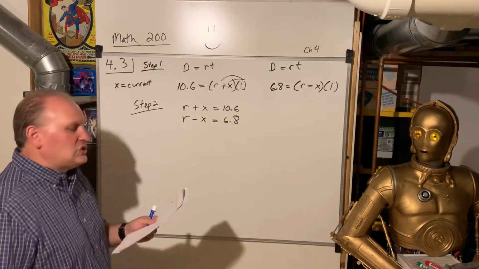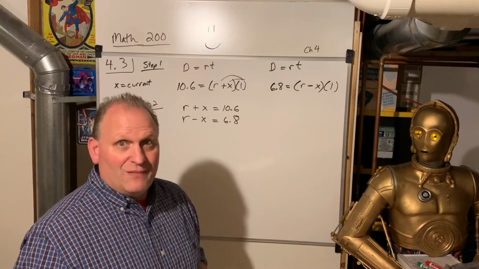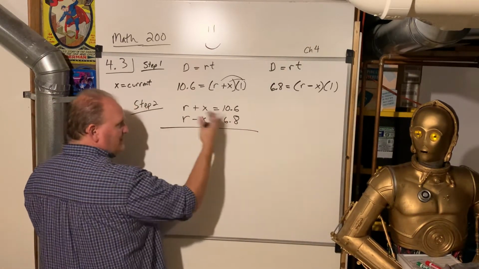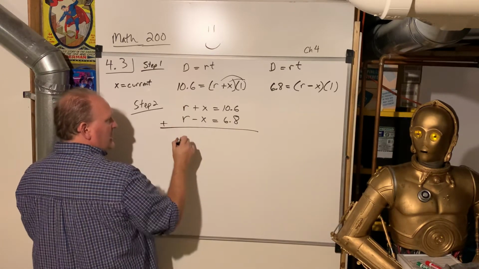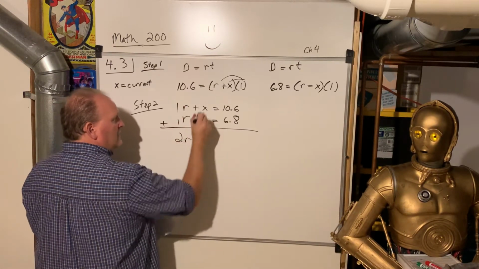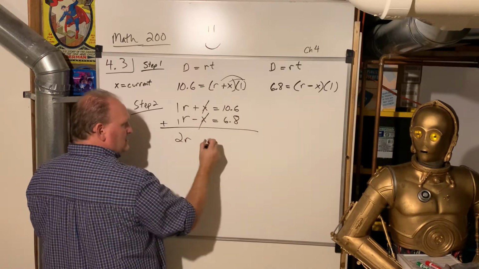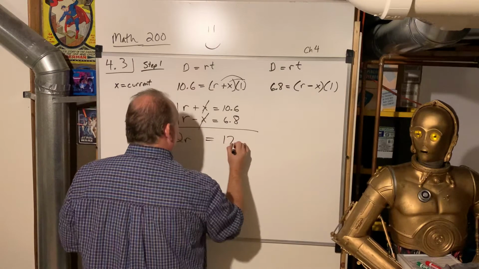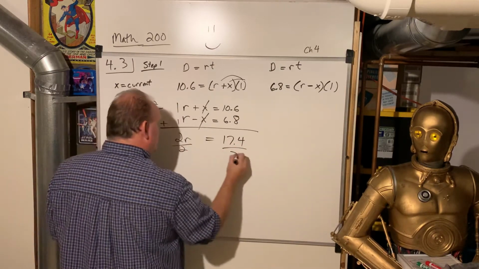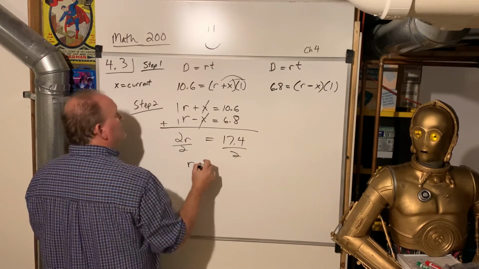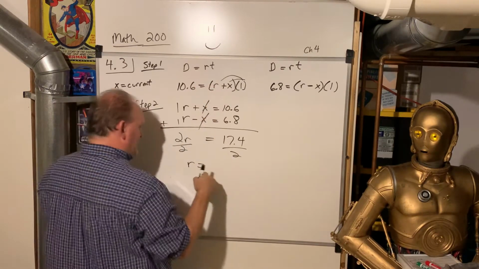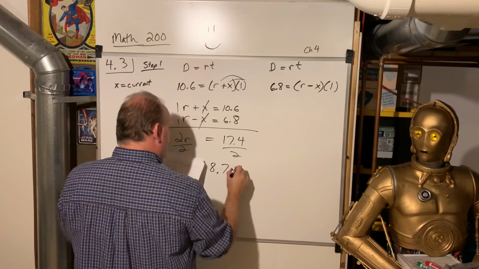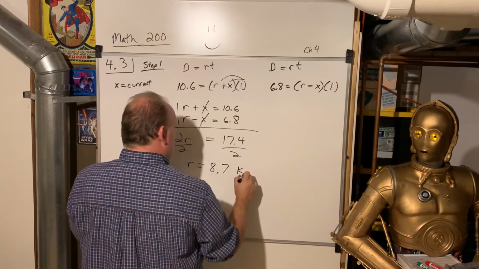Now this one is screaming out, right? The elimination method, you add straight down and the X's disappear. We don't even have to multiply it by anything to get them to go away. So we add straight down, 1R plus 1R is 2R, 1X plus negative 1X is 0X, so they're gone. And then we got 17.4, and then divide that by 2. So we found R. R was his rate. That's how fast he was rowing. So he's rowing at 8.7 kilometers per hour.